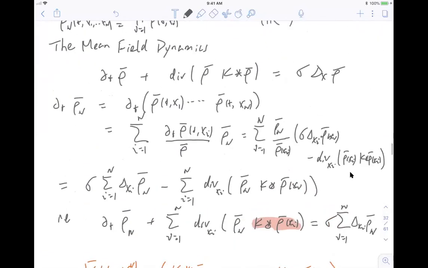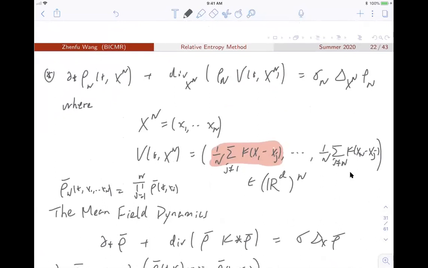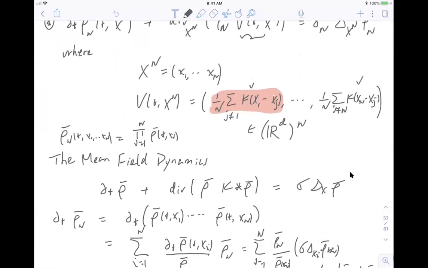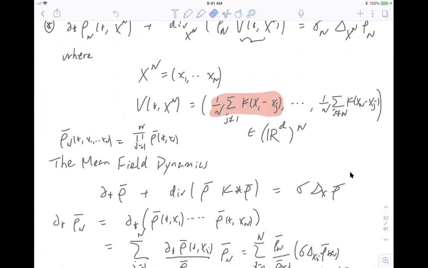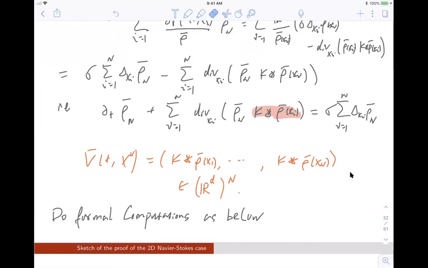I just want to point out, this is the Liouville equation. If we write it in this way, this is the vector field in a very high dimensional space. This is a force field. If we write the evolution equation for rho n bar, it's the same, but here the velocity field is V bar. V bar is also a vector field in very high dimension. And basically we are just comparing two different Liouville equations.